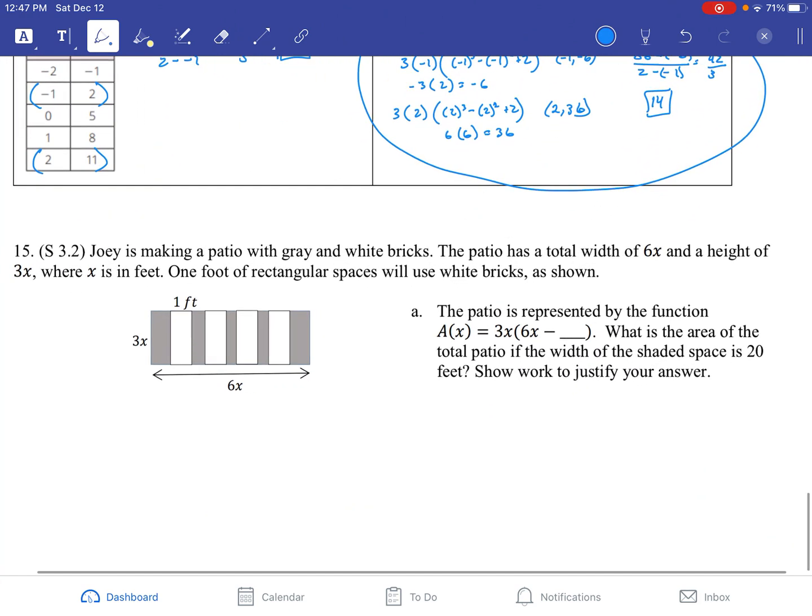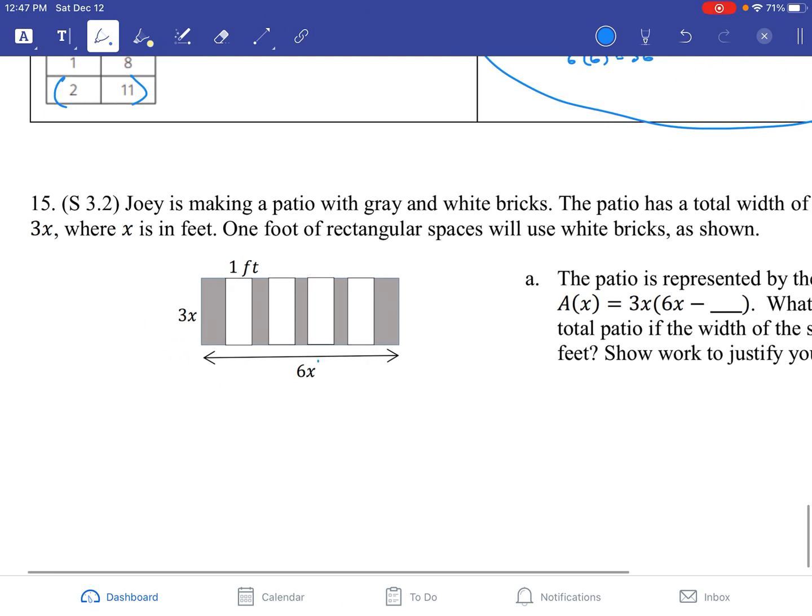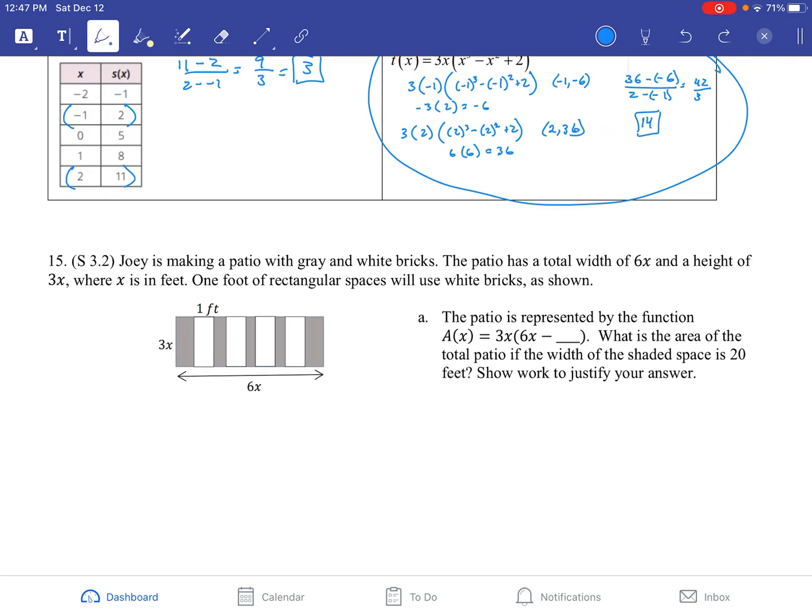All right, last question here. Joey is making a patio with gray and white bricks. Patio has a total width of 6x, which you can see on the bottom there. And a height of 3x, where x is in feet. 1 foot of rectangular space will be used as white bricks as shown. Okay. So the patio is represented by the function 3x times 6x minus.